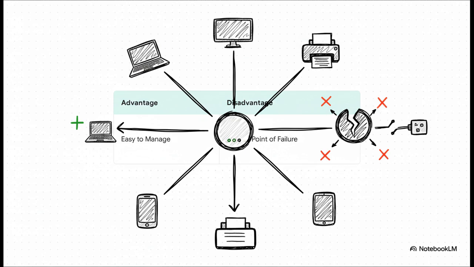And here you can see its biggest trade-off. In a star setup, every single device connects to a central point, usually your Wi-Fi router. This makes it super easy to add a new device. You just connect it to the router. But the flip side? That router is a single point of failure. If it goes down, everything, and I mean everything, connected to it goes down too.